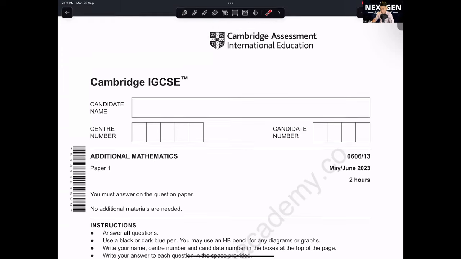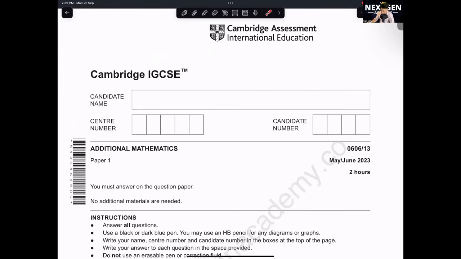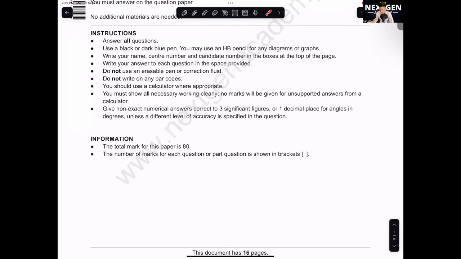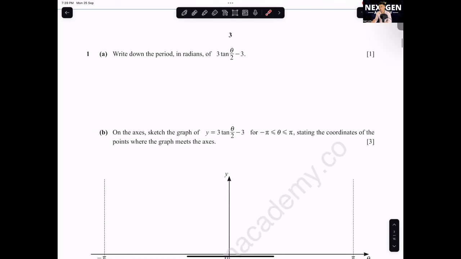Okay, hello, my NextGen fam. We are going to go through this paper, May/June 2023, paper 1-3. Okay, let's get straight into it. Let's go to question 1. Write down the period in radians of 3 tangent theta over 2 minus 3.